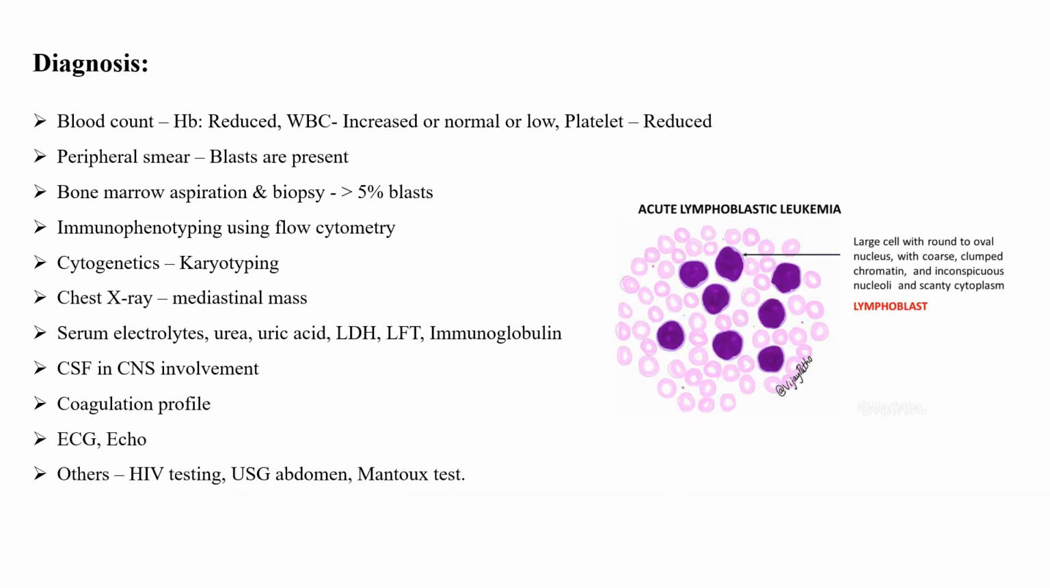So how can we diagnose acute lymphoblastic leukemia? We can diagnose this with the help of a simple clinical scenario, a complete blood count and a peripheral smear. So in the blood count, there will be anemia, so hemoglobin will be reduced. WBC may be normal, increased or low. If it is increased, it shows a leukemoid reaction. Platelets will usually be reduced.